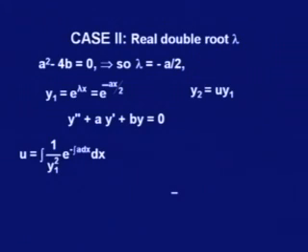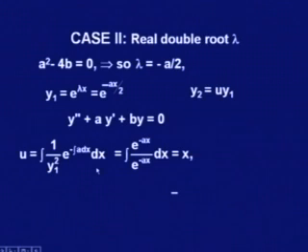Now, y 1 we are getting is e to the power minus a x by 2. So, when I substitute this y 1 and this a, what we get is e to the power minus a x upon e to the power minus a x, and its integral with respect to x. This is a constant, so its integral is just the function x. That is, we have got the second solution as x y 1, which is x times e to the power minus a x by 2.